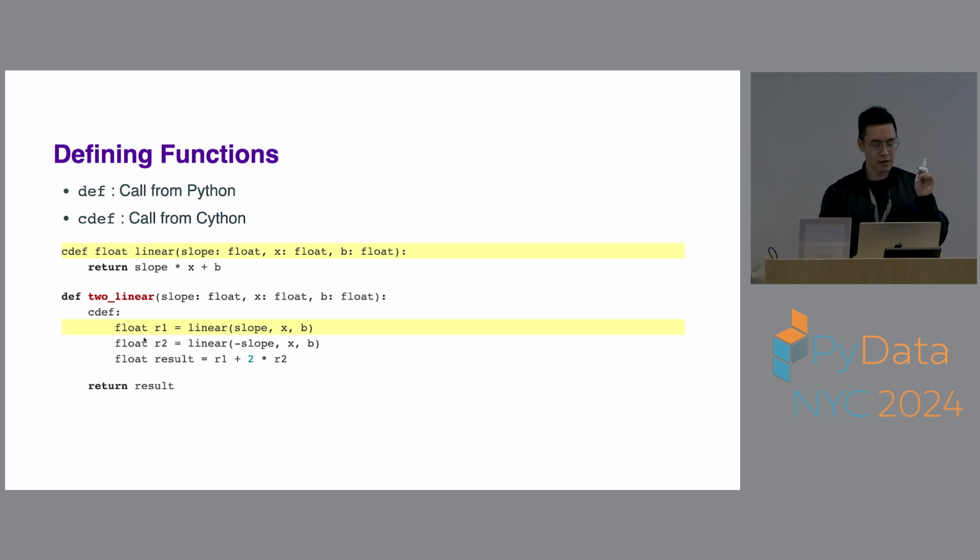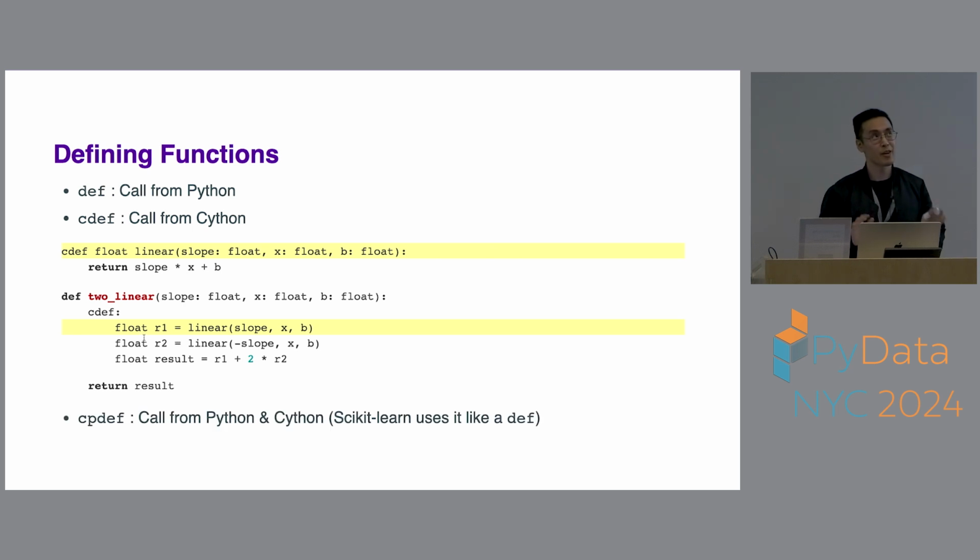There's one note here. There's something called cpdef. Cython uses this just like def, but I do not recommend using it to call from Cython. cpdef allows you to call from both Python and Cython, but I don't recommend calling it from Cython because it's a performance hit. So I never use this.